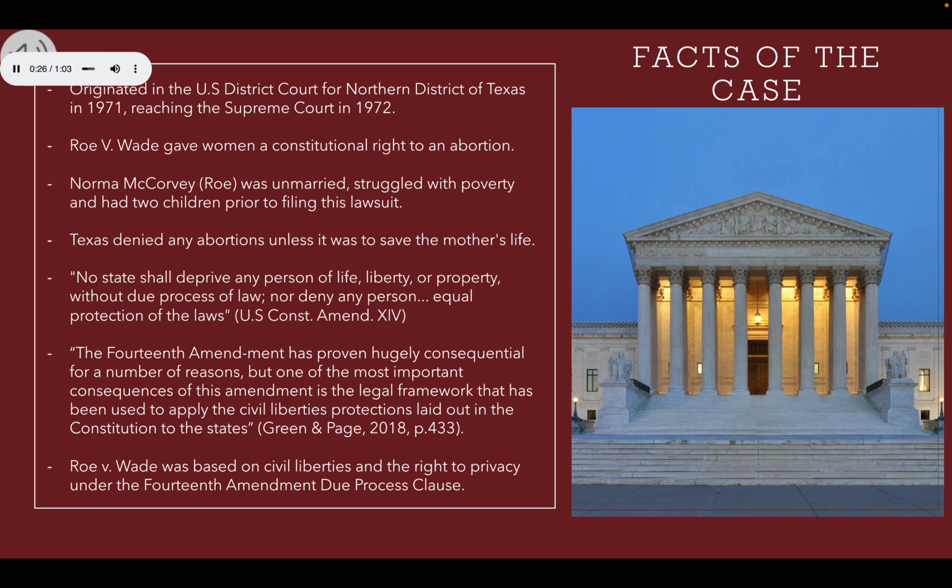Some resources that I added to support the facts of the case: no state shall deprive any person of life, liberty, or property without due process of law, nor deny any person equal protection of the laws. That is the 14th Amendment. Also, the 14th Amendment has proven hugely consequential for a number of reasons, but one of the most important consequences of this amendment is the legal framework that has been used to apply the civil liberties protections laid out in the Constitution to the states. Roe v. Wade was based on civil liberties and the right to privacy under the 14th Amendment Due Process Clause.